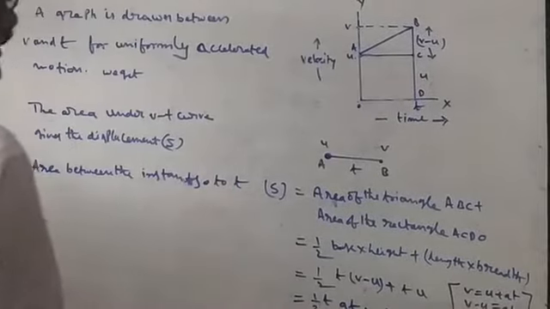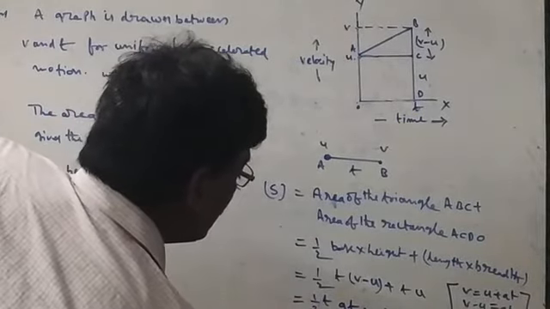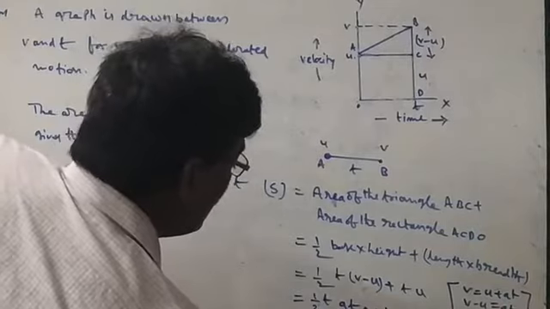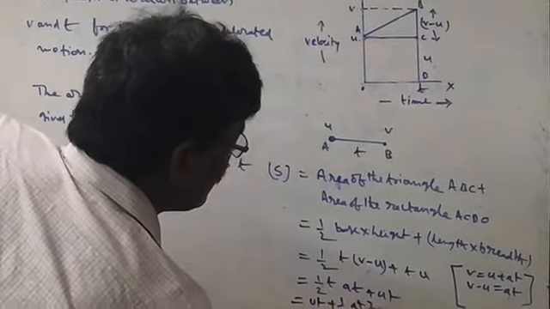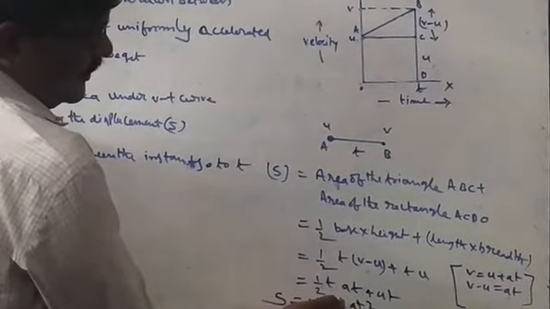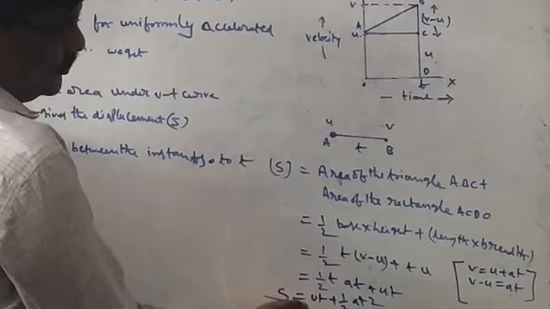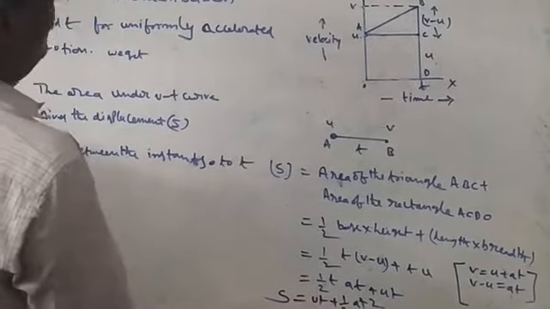Simplifying we get, first you write UT plus half at square. S is equal to displacement. S is equal to UT plus half at square.